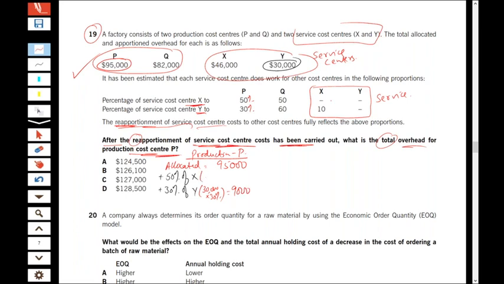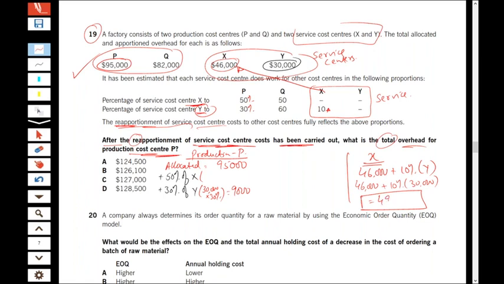But X is not 46,000. See that X includes 46,000 plus 10% of Y. What is X? X is 46,000 plus 10% of Y, and Y is 30,000. So that means X is total 49,000. So here I will be having the calculation like that way. X is 49,000.